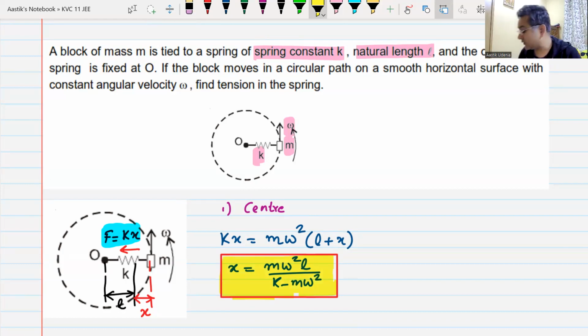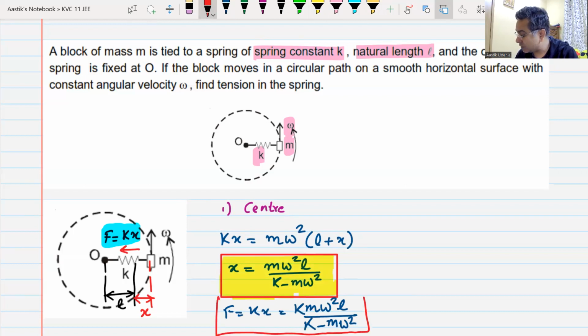No one knows how to calculate the force or tension in the spring. Well, force or tension in the spring is K into X, so you just multiply it by K. That will be your answer: K m omega square L upon K minus m omega square. That is the answer that we were looking for, and we got it from the first equation only, the equation that we had written towards the center.